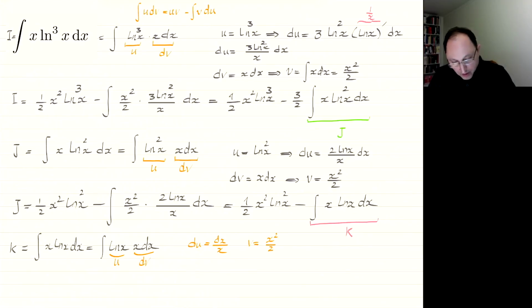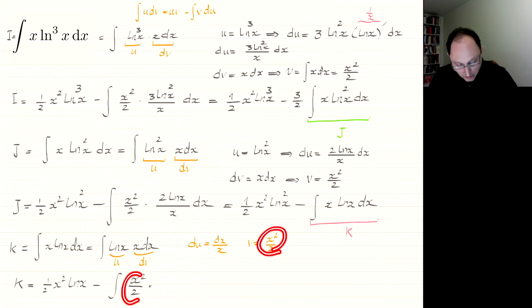Okay? And now if I want to calculate my k, so my k is u times v. This is my u, this is my v, so I multiply them, so it becomes 1 over 2 x squared ln of x minus integral of v times du. So v is x squared over 2 multiplied by du. Yes, you see v du. This is the v that I plugged in, and this is my du, so it becomes dx over x.